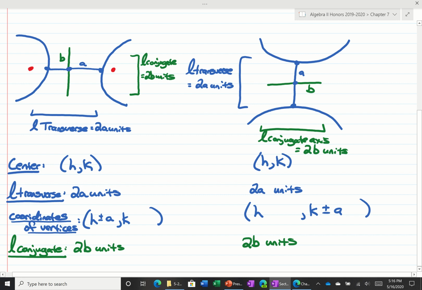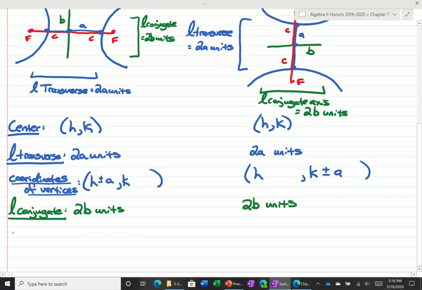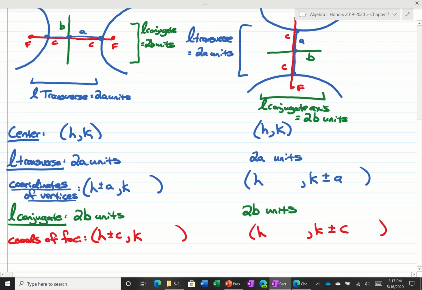Foci, remember the parabolas always open up towards the foci. And the distance from the center to the focus is c units, just like always. So we'll talk about the coordinates of the foci. We always start at the center. And the foci are on the same axis as the transverse axis. So if the vertices are going left and right, our foci are also going left and right. If they're going up and down, of course, the coordinates would go on the y-axis.